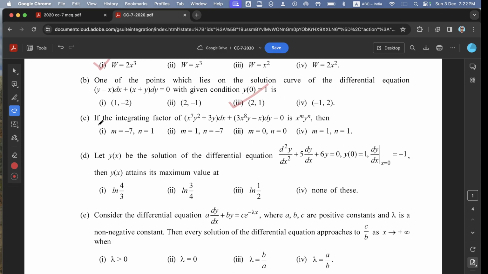Question C: if the integrating factor of (x to the power 7 y square plus 3y) dx plus (3x to the power 8 y minus x) dy equal to 0 is x to the power m y to the power n, then what is the value of mn?